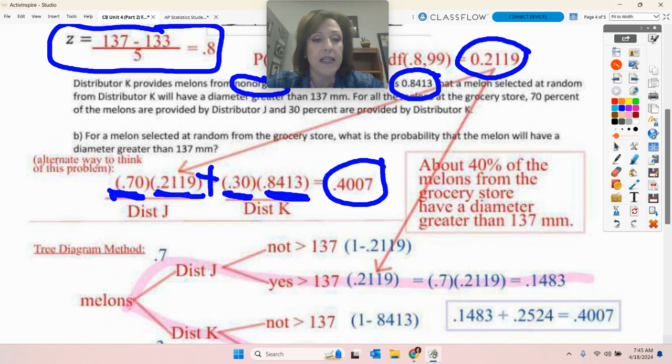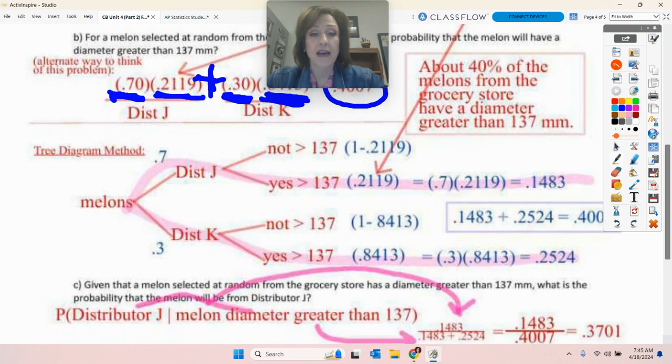J with this probability plus 30% from K with this probability to get that total. You also have two conditional probabilities, just like we had on the previous problem. So here, see, look, this was 2 years in a row that they had very similar type problems. And so here we had a tree diagram. We had conditional upon you coming from J. This is the rate that you had greater than 137.